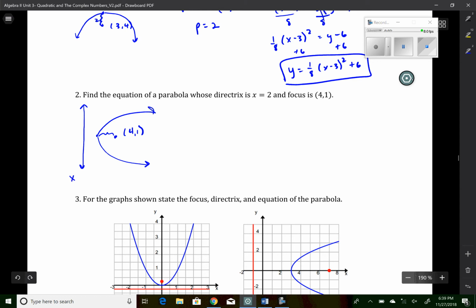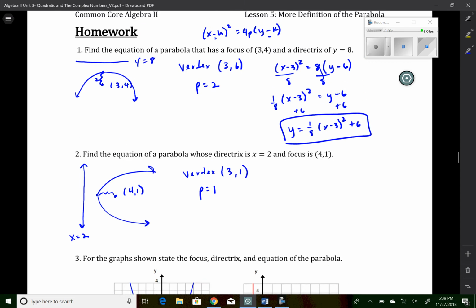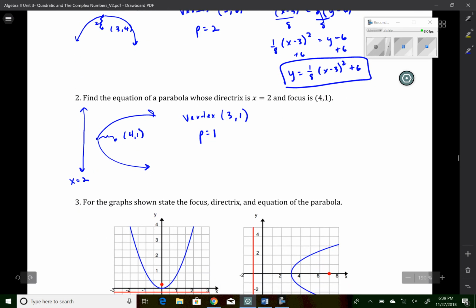If I'm at x equals 2 and I have to get to (4, 1), the middle x value is 3. So in this case, the vertex is going to be the point (3, 1). Notice on the sideways parabola, the y value of the vertex is the same as the focus, not the x value. The p-value here is just 1, because there's 1 unit between those two. So for this, I have to not use the equation I wrote at the top of the page; I have to change it a little bit.